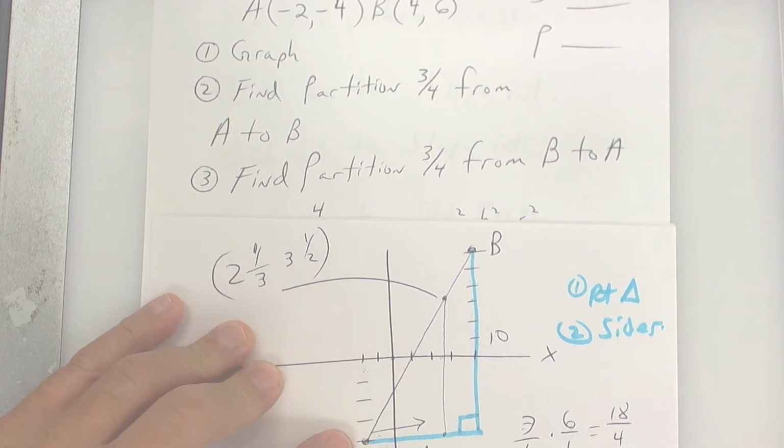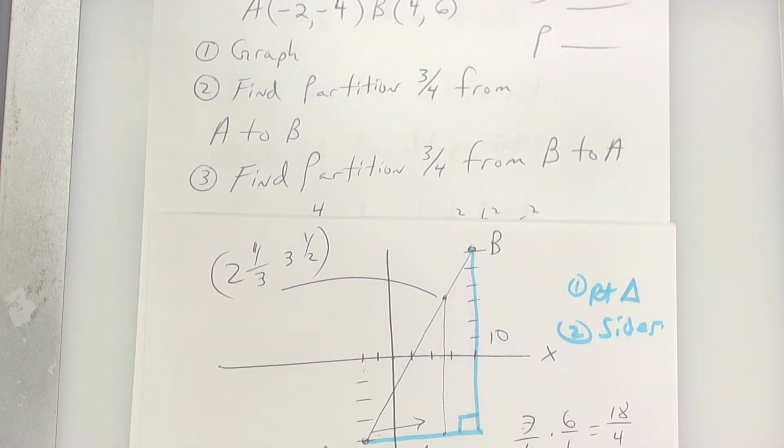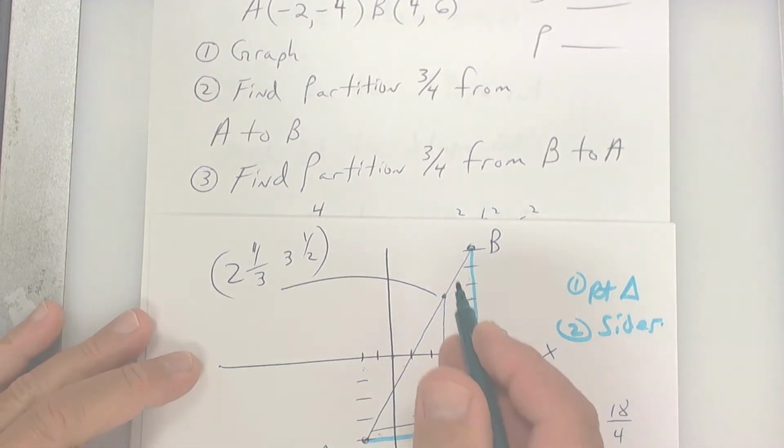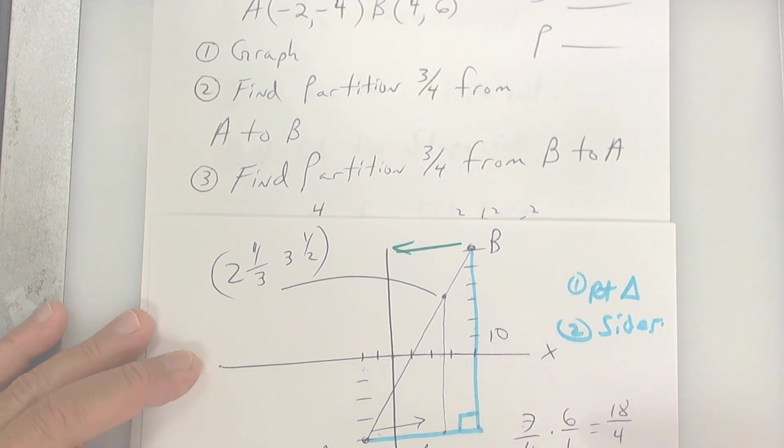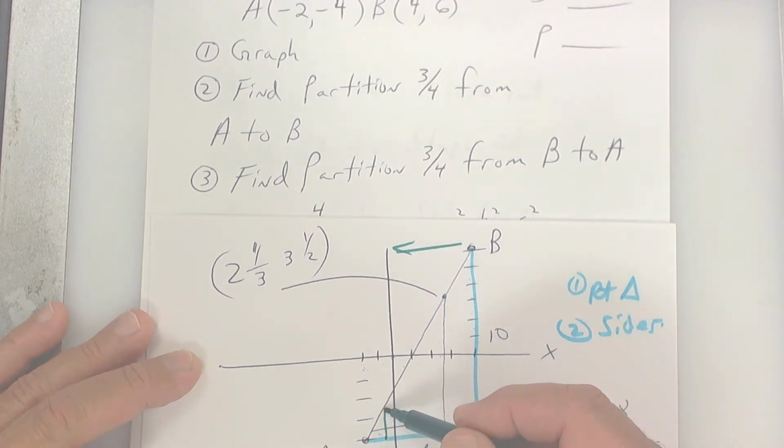So if you're going from B to A, you want to go, let me use a different color. You want to go this way from B to A. So you want to go this way 4 1/2. So 1, 2, 3, 4 1/2 is about right here. And then you want to go up to here.